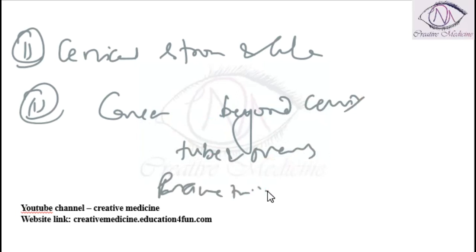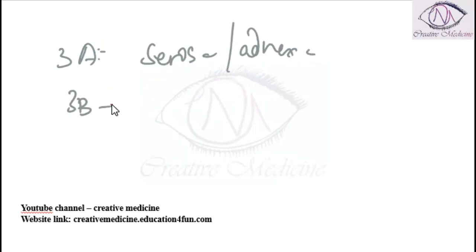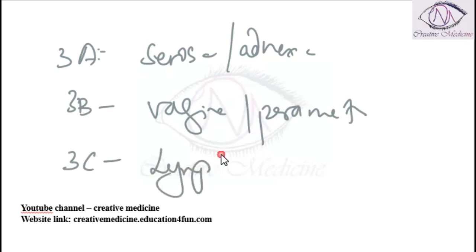Stage 3A, in stage 3A the cancer involves either the serosa or the adnexa. Stage 3B, in stage 3B the cancer involves the vagina or parametrium. Stage 3C, in stage 3C there is lymph node involvement.